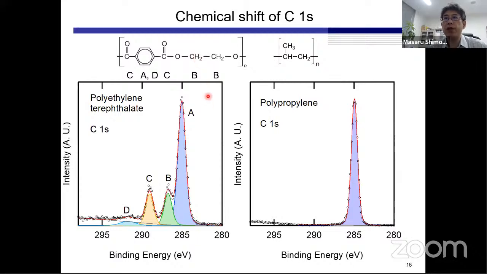So depending on the oxidation number, A means the benzene ring here. This has a low binding energy. And if there is a bond with oxygen, it shifts toward higher binding energy. And in the case of polypropylene, with a structure like this, it's a single peak because there is no oxygen bonding here.